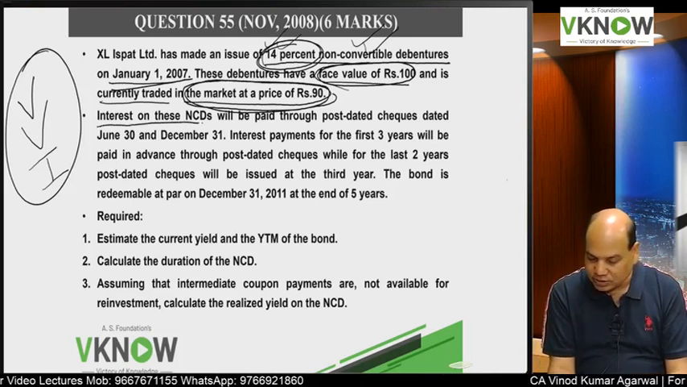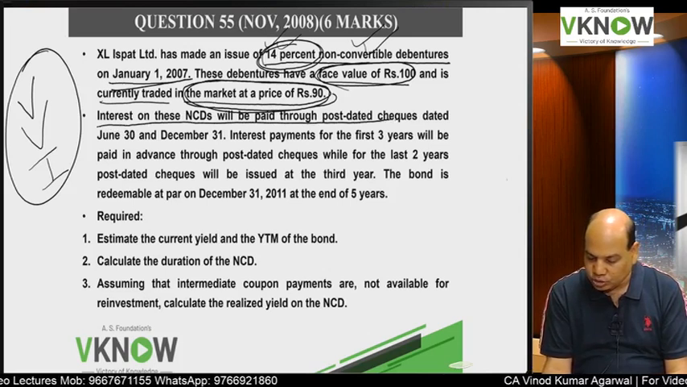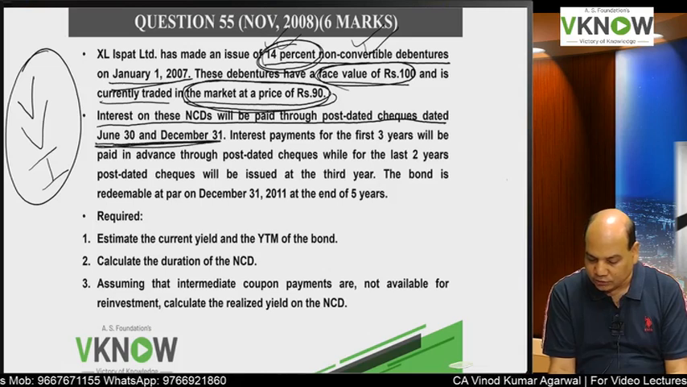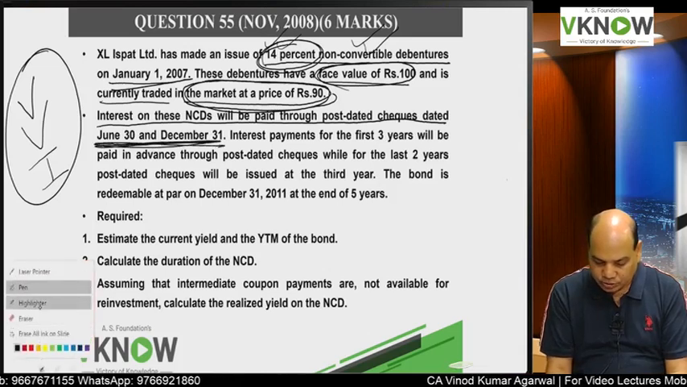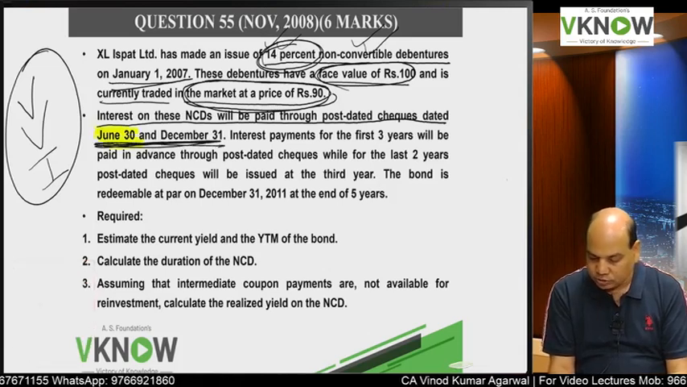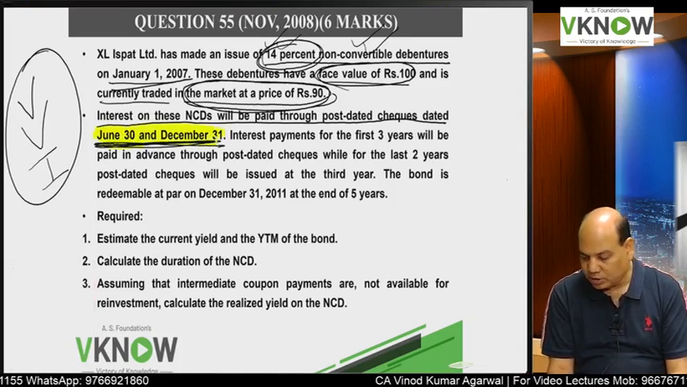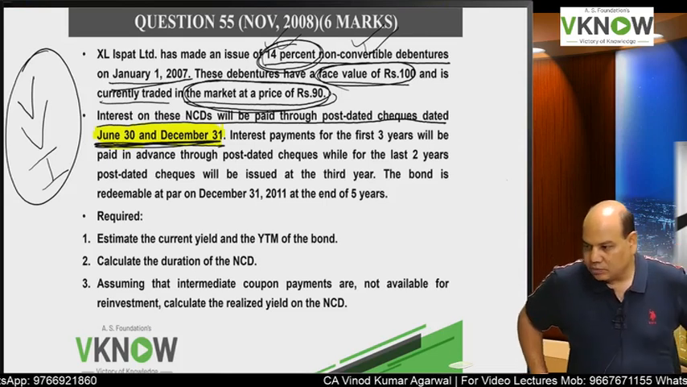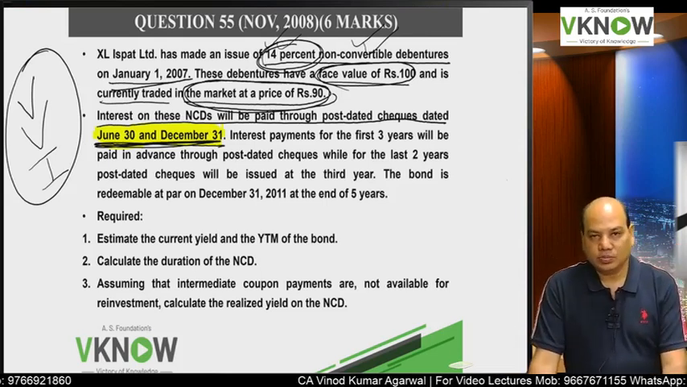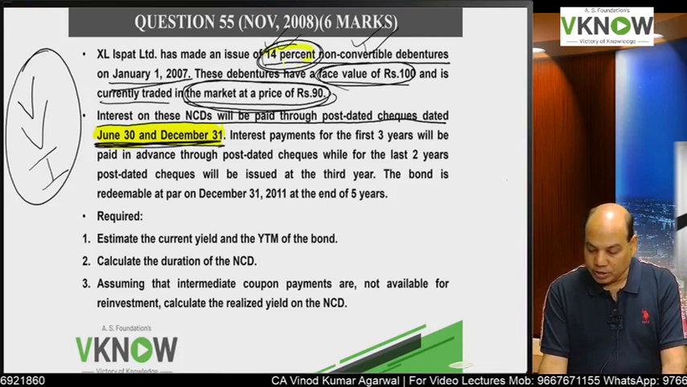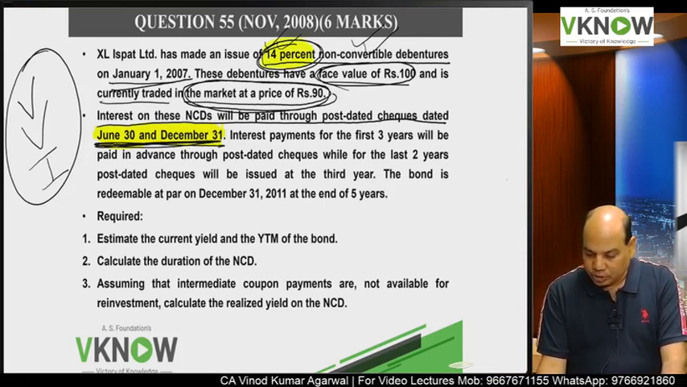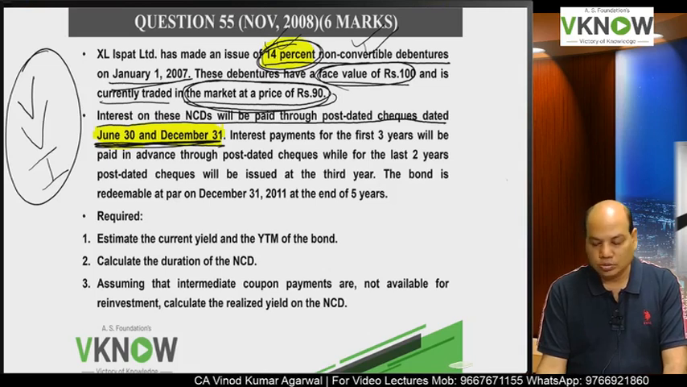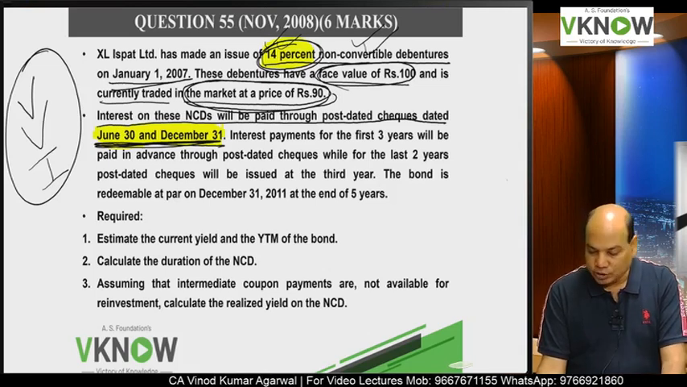Interest on these NCDs will be paid through post-dated checks dated 30th June and 31st December. Oh my God. So this is a semi-annual coupon paying bond. Underline. This is a semi-annual coupon paying bond. So we'll have to be very careful. Coupon rate will have to be divided by 2. Number of years will be multiplied by 2. Discount rate will be divided by 2.